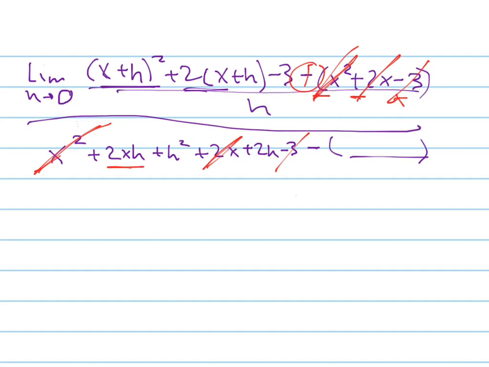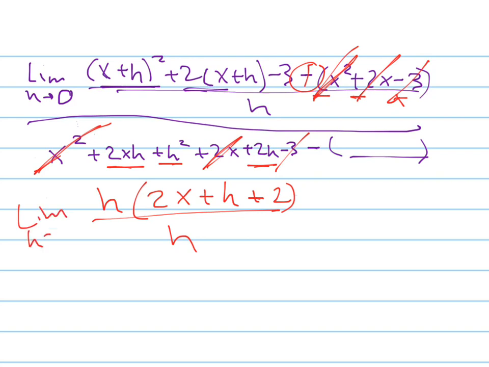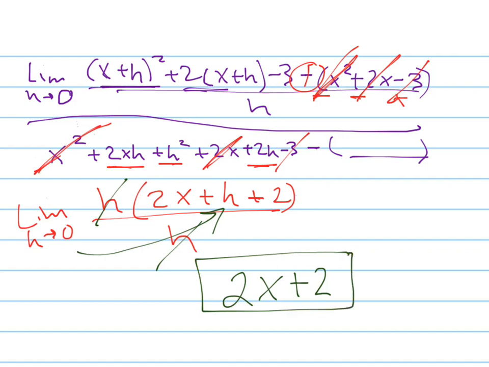I'm left only with the h terms. And of course, what can I do? Factor out an h. You got what I'm saying? So I'm factoring out an h now, and I get h times 2x plus h plus 2, all over h. And that's the limit as h goes to 0. Now that I've isolated that, I can cancel an h out. And then I can plug in 0, and I'll get what? 2x plus 2. That's the limit of that function as h goes to 0.